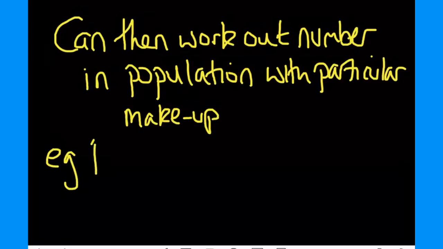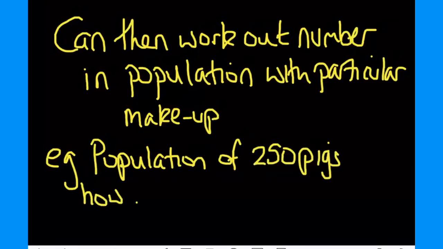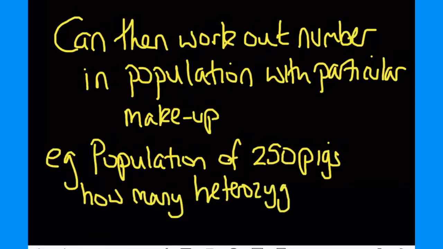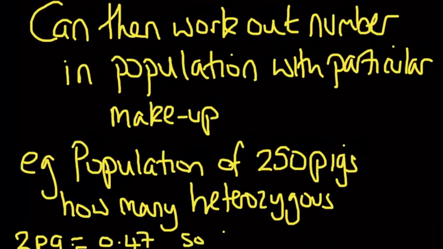From this, you could then work out the number in the population that will have a particular genetic makeup, how many would be homozygous dominant or how many would be heterozygous. So for example, if a population of 250 pigs, how many of them are heterozygous? So we know 2pq from our earlier calculation is 0.47. So 47% of the population is heterozygous, so 47% of 250 pigs is 117.5, so we'd say 118 pigs.